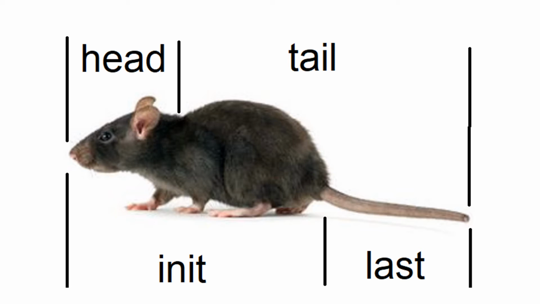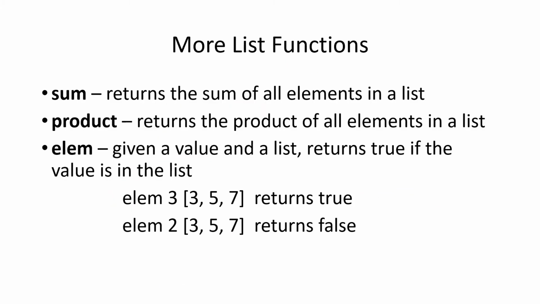The head is the head, the tail is everything else. Init is the beginning of the list, except for the last, which is the element at the end. The sum function, as you expect, sums all the elements in a list. Of course, they have to be numerical values. Product multiplies them all together. And elem is often very useful. It tells you whether a given element is in the list.